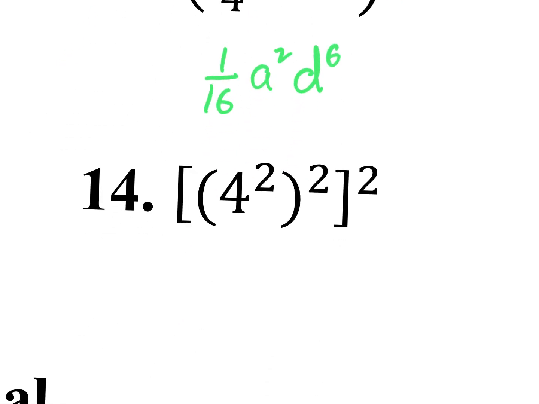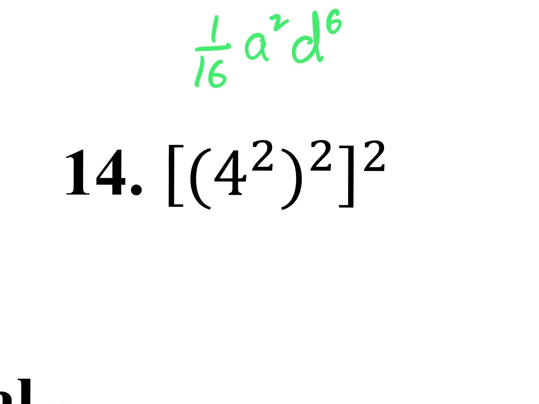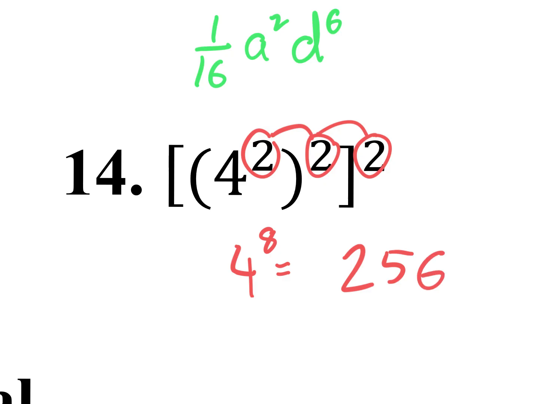Moving on. 14. A power to a power to a power, you multiply those. So 2 times 2 is 4, 4 times 2 is 8. So 4 to the 8th is the answer. And of course, if you did this on the calculator, I think it would give you 256. So there is your answer for number 14.